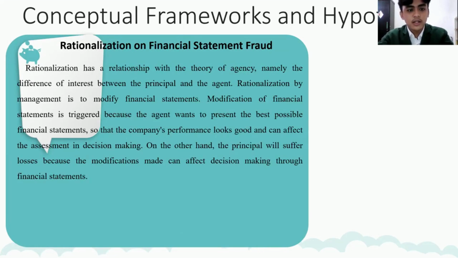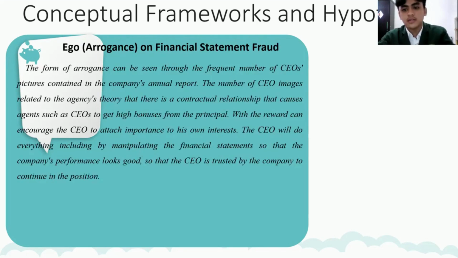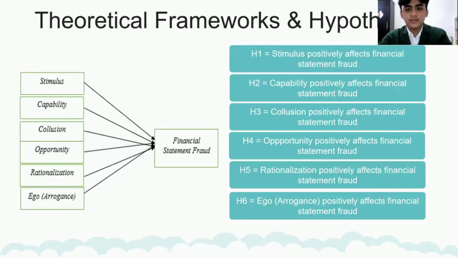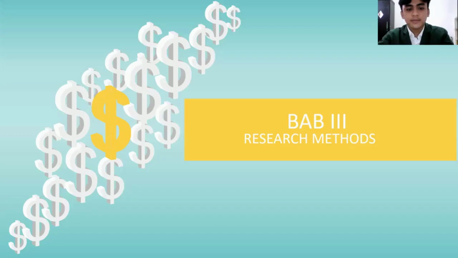Rationalization on financial statement fraud. Rationalization has a relationship with the theory of agency, namely the difference of interest between the principal and the agent. Rationalization by management is to modify financial statements. Modification of financial statements is triggered because the agent wants to present the best possible financial statements. Ego on financial statement fraud. The form of arrogance can be seen through the frequent number of CEO's pictures contained in the company annual report. This is my overall hypothesis, and each of my variables has a positive effect on the Y variable.